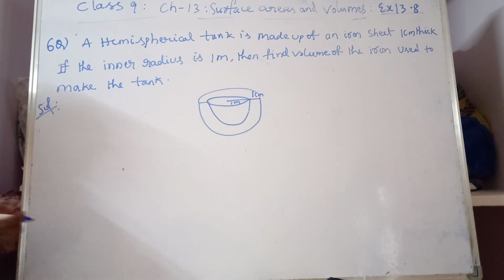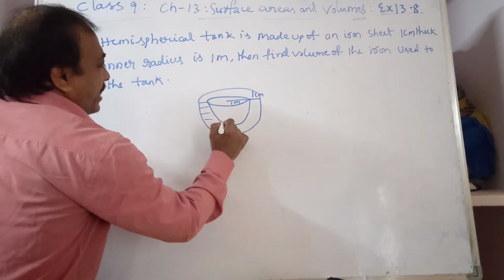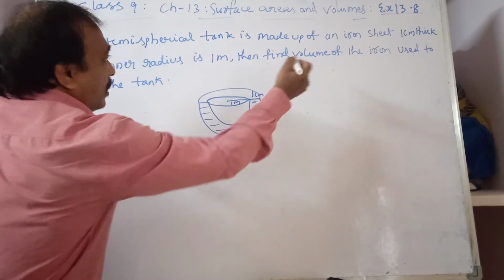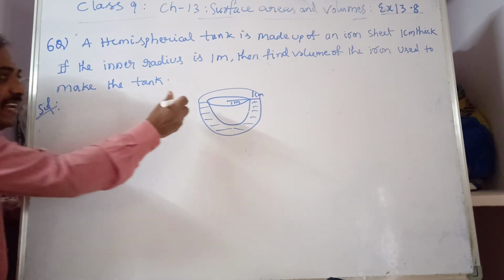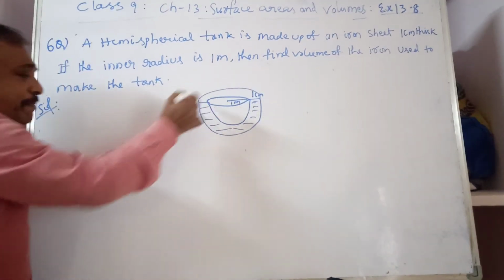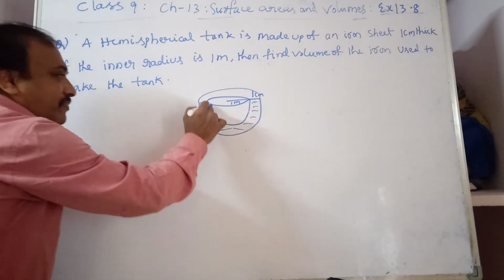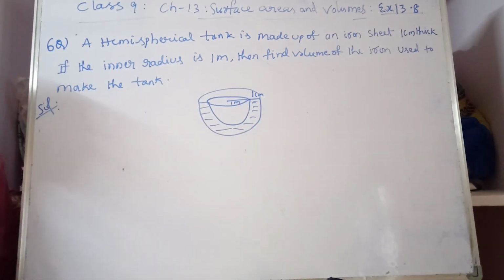How much iron sheet is used? This is completely iron sheet. Okay, so how much iron sheet? What volume of the iron is used? How to find out what volume of the iron is used to make the water tank? Yes, you are right. That is the volume of the outer layer. The outer hemispherical shape minus the volume of the inner hemispherical shape will give you the volume of the iron used to make the tank of hemisphere.